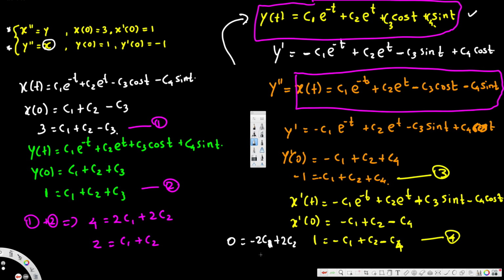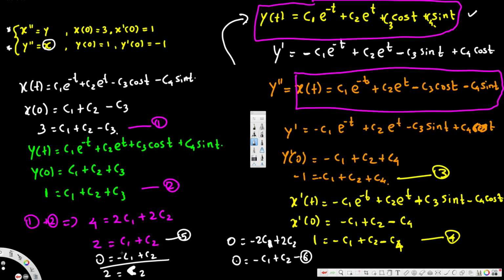Now if we simplify this by dividing everything by 2, we get 0 equals negative c1 plus c2. Now we have these two equations. Let's call this one equation number 5 and this one equation number 6. If we add these two together, we get 2 on one side and 0 on the other, so c2 is equal to 2. We found out c2 is equal to 2.